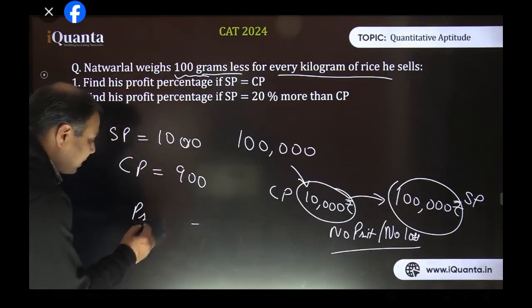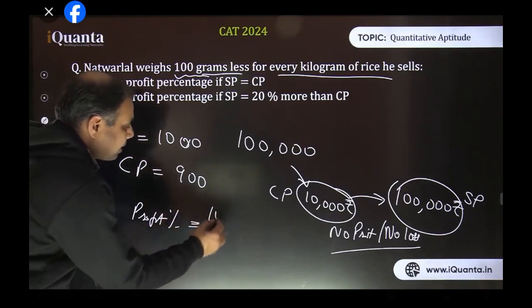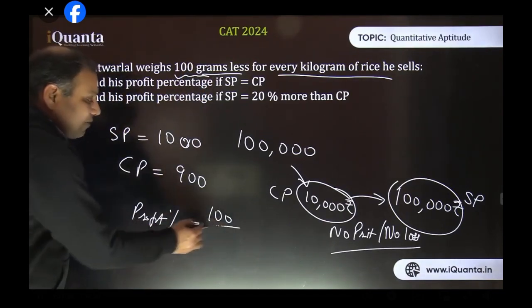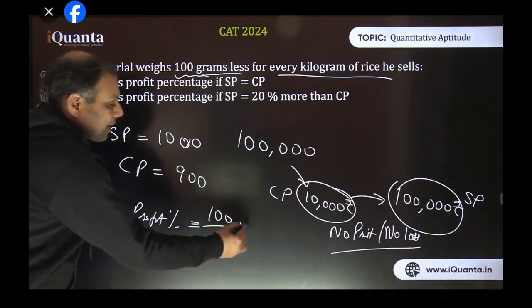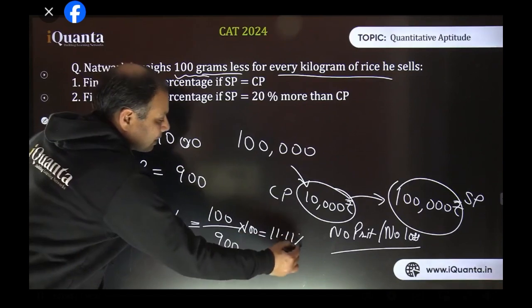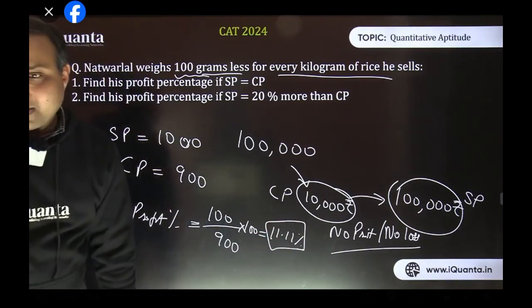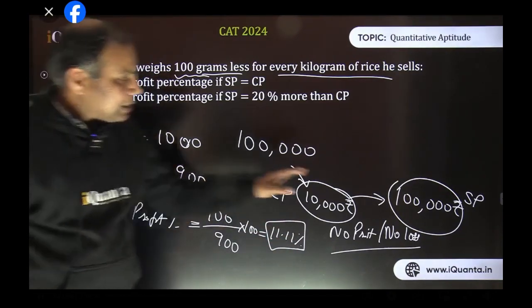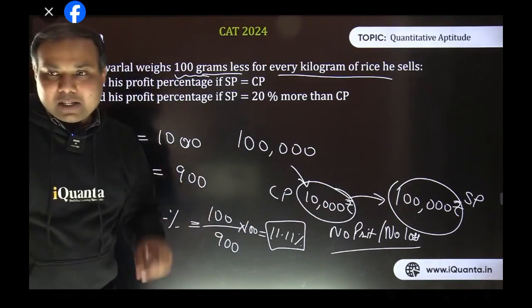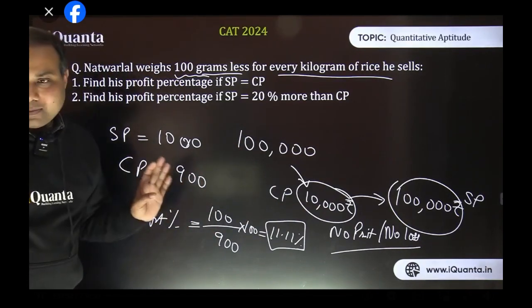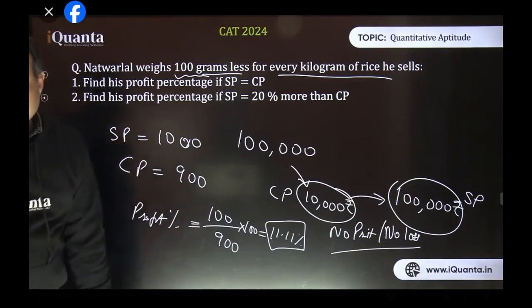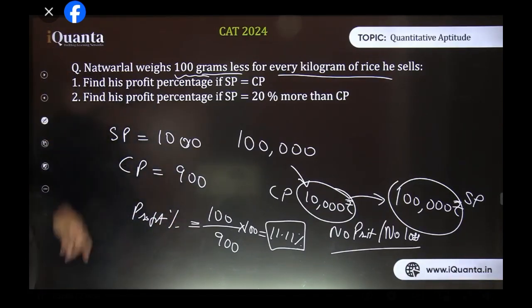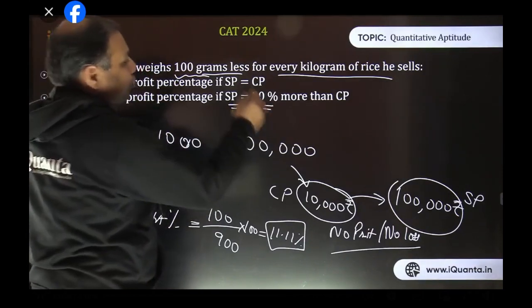So profit percent is basically 100 gram, the quantity which is not given, divided by the actual quantity which is given, that is 900 gram, because that is his cost price. So it is 1 by 9, which basically means 11.11%, which most of you have answered correctly. So I hope this part is clear. While calculating profit or loss percent, we always need to look for the actual CP, right? Because of cheating or whatever, the actual cost price is to be considered. Okay, and the second part now, find his profit percent if SP is 20% more than CP.